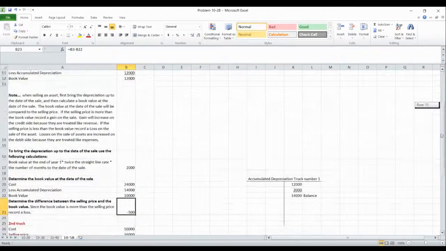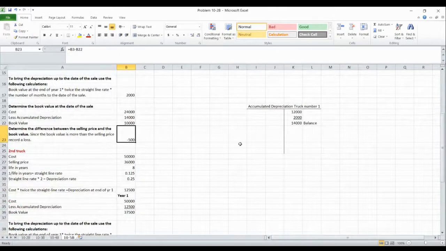As you can see, we sold it for less than the book value. There would be a loss. That loss would be debited to the loss account because it's treated like an expense.